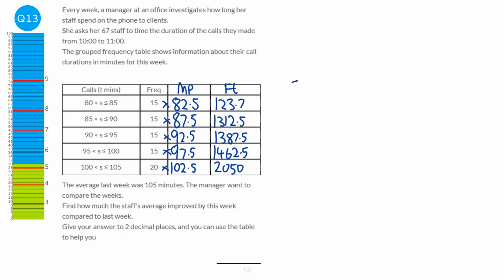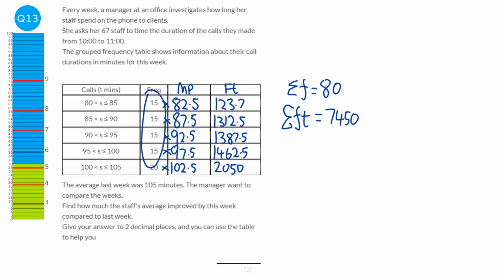Right, next we need to add up the frequencies and add up the FTs. So we're going to have the sum of the frequencies. I'm just adding all this column up, and that will be 80. And we have the sum of the FT. So we're going to just add this column up here, and that would be 7,450.